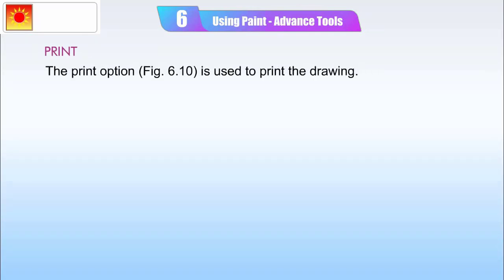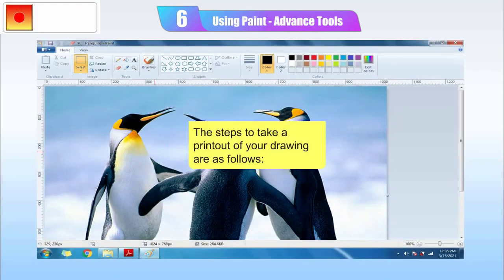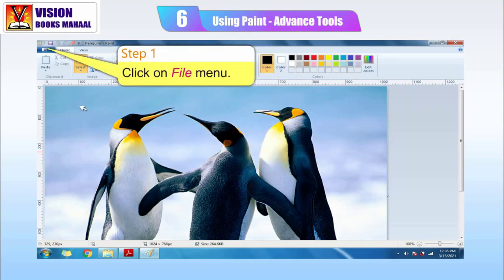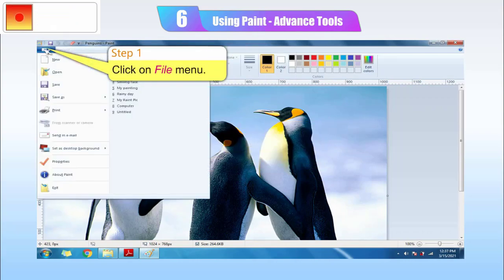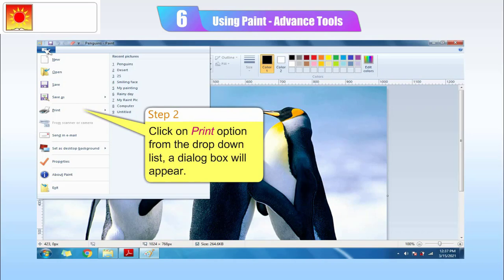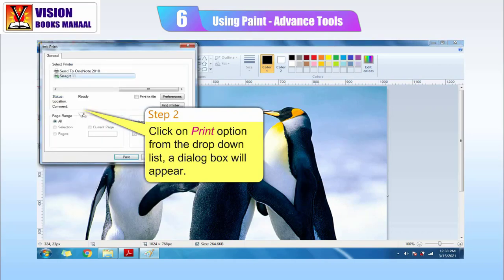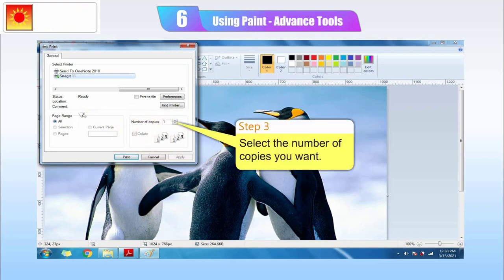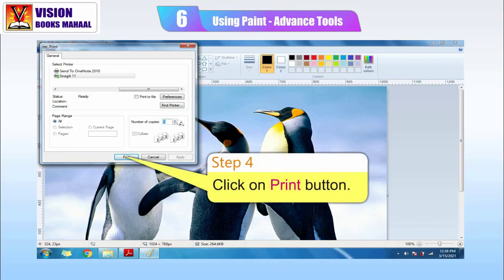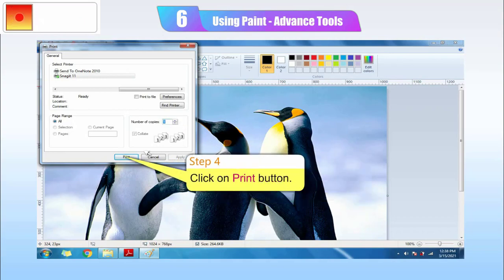Print. The print option, figure 6.10, is used to print the drawing. The steps to take a printout of your drawing are as follows. Step 1. Click on File menu. Step 2. Click on Print option from the drop-down list. A dialog box will appear. Step 3. Select the number of copies you want. Step 4. Click on Print button.